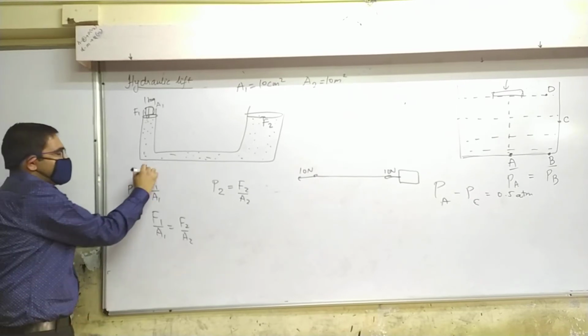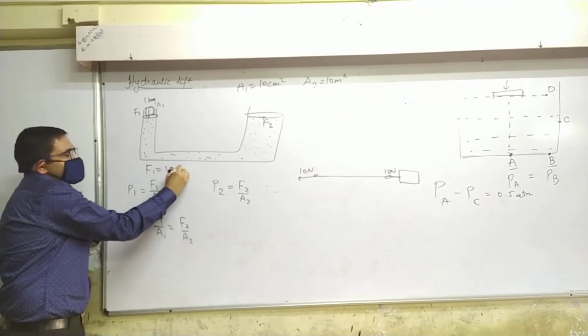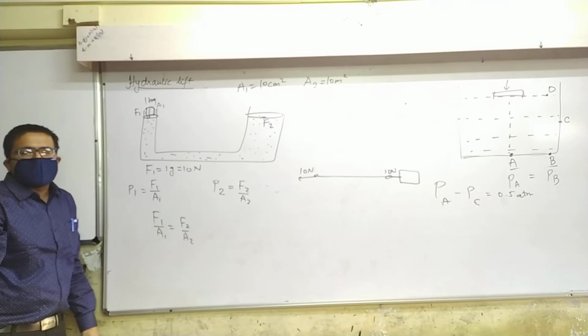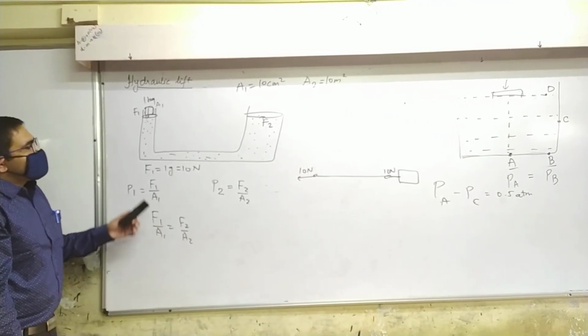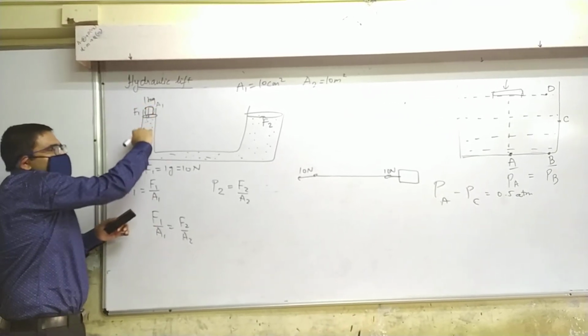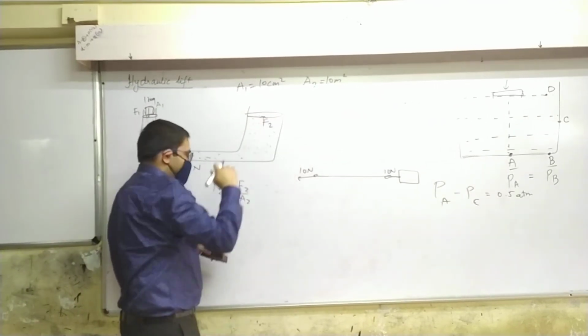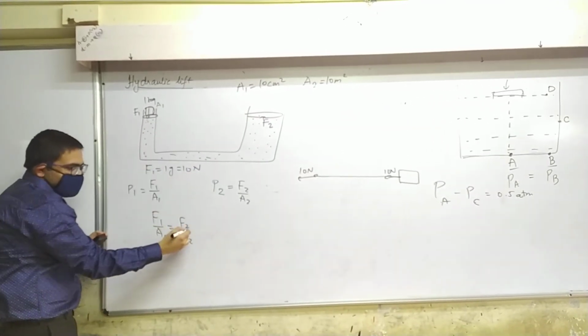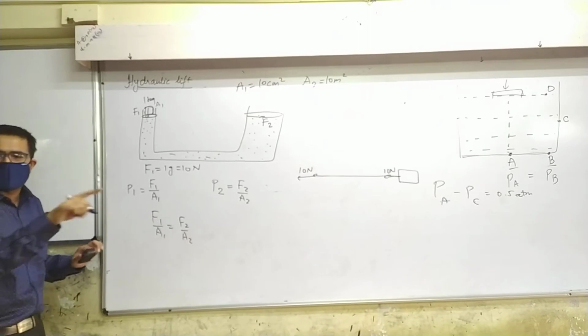Its weight will be how much? 1 into g, that is 10 Newton. So now when the fluid gets that pressure, it will transmit that pressure and apply a force. So how much force will it apply over there? We want to find F2. Then we'll do that calculation.